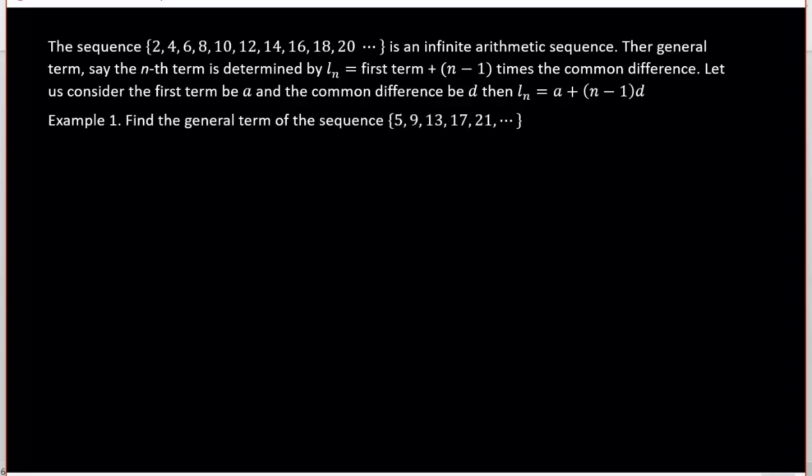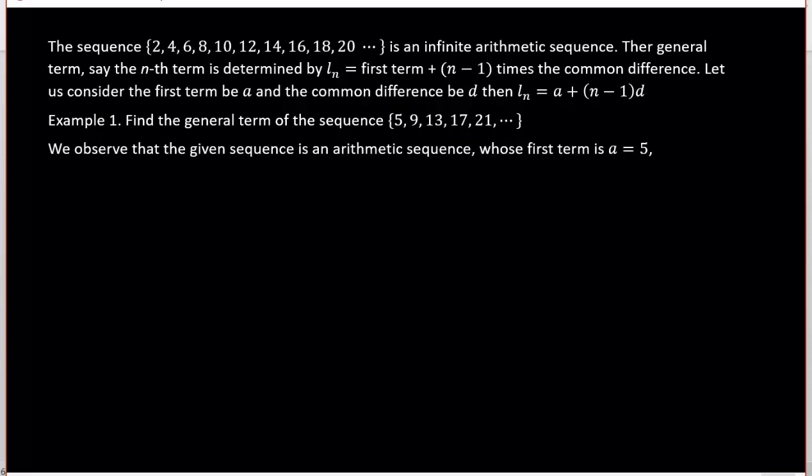Example: we are taking a sequence 5, 9, 13, 17, 21, and so on. First we investigate that it is an arithmetic sequence. How do we check this? You see 9 minus 5 is 4, 13 minus 9 is 4, 17 minus 13 is 4, 21 minus 17 is 4, and so on. So that's why it is arithmetic.